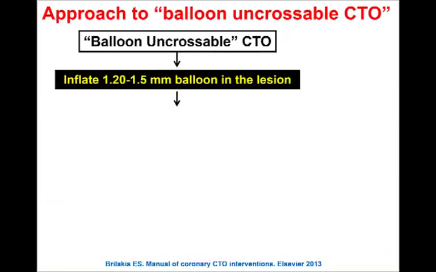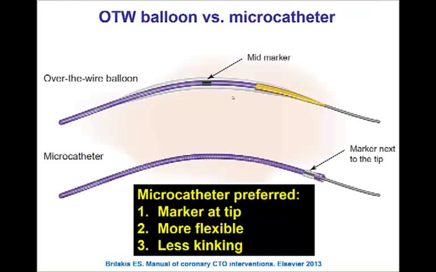So what do we do for this lesion when the wire went through, however the balloons were not able to go through the lesion? The first step is to take a small profile balloon, such as a 1.2 to 1.5 millimeter balloon, and inflate it with a gentle forward pressure into the lesion in an attempt to crack the proximal cap. This was performed in our case, however this was not successful in allowing subsequent advancement of equipment through the lesion.